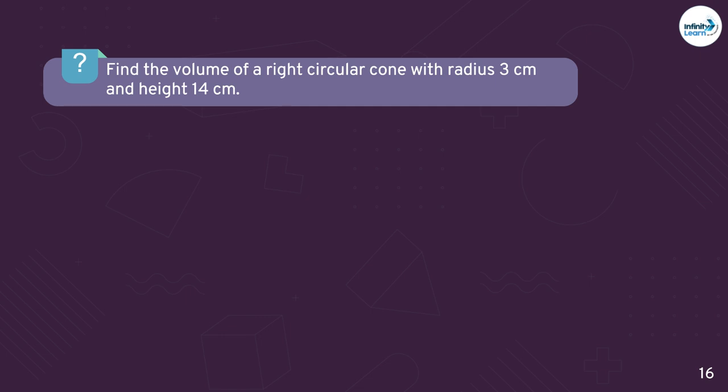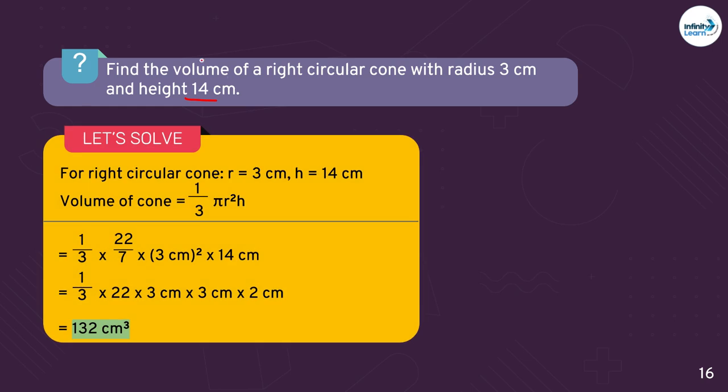Find the volume of a cone with radius 3 centimeter and height 14 centimeter. We have to find the volume of a right circular cone. Radius is given, height is given. The formula of volume of cone is 1 by 3 pi r square h. 1 by 3 as it is.